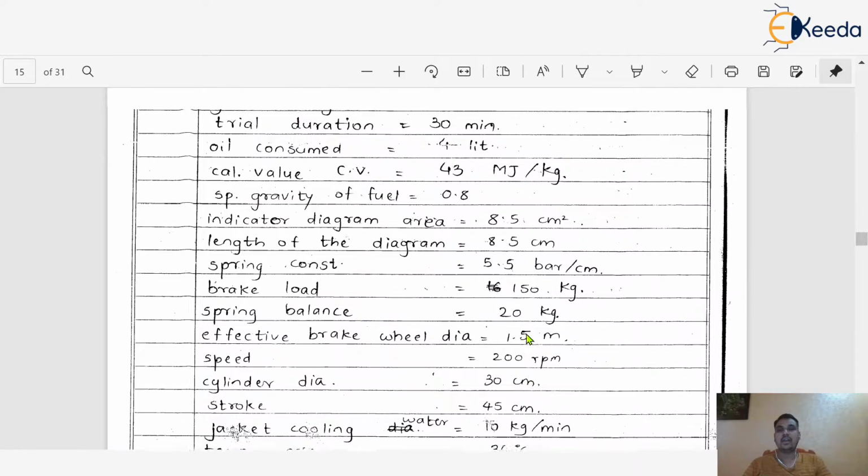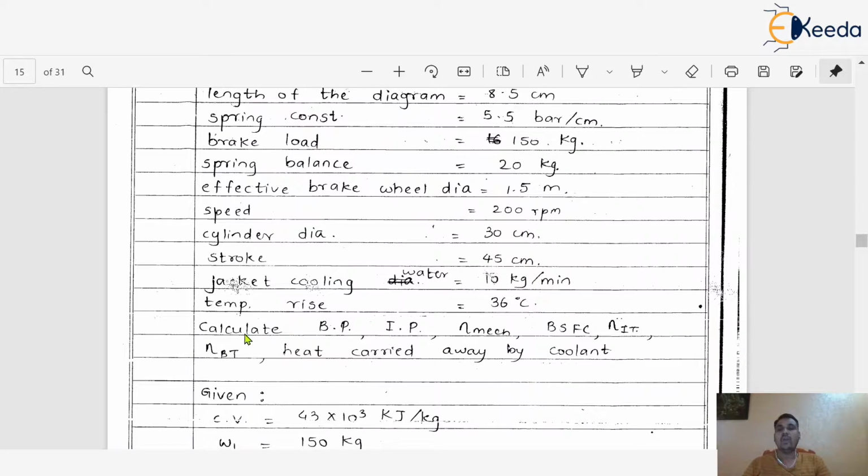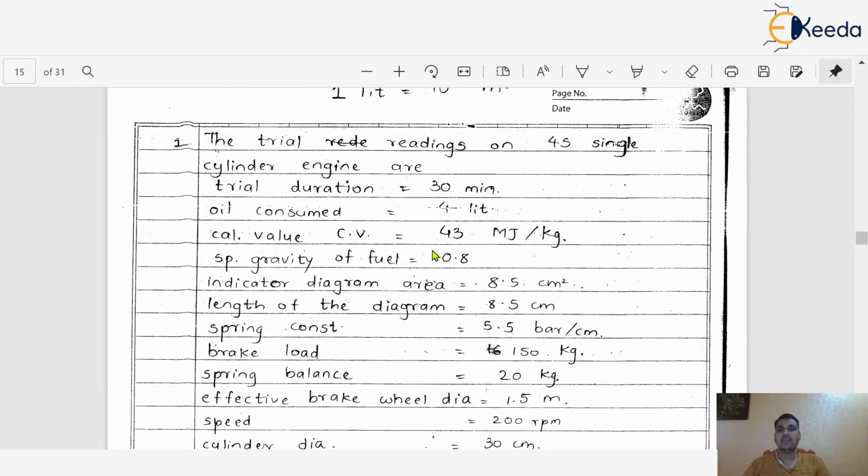So much data is given in this problem, and according to this given data, we have to calculate the brake power first, then the indicated power, the mechanical efficiency, then the BSFC, that is brake specific fuel consumption, then the indicated thermal efficiency, then the brake thermal efficiency, then the heat carried away by the coolant. So these things we have to calculate with the help of this given data.